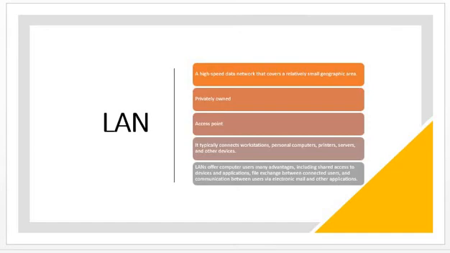Then we have the LAN. This is usually a network that covers a limited geographical area, and one of its key characteristics is that it's privately owned. It also has access points. Now, the idea of access points, we can simply put it as a device that every other device in the network needs to communicate with for it to be able to access various resources on the network.